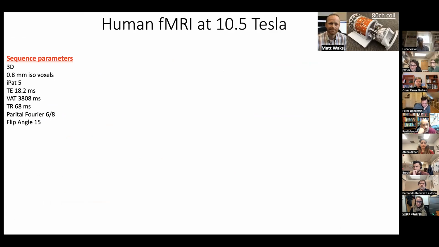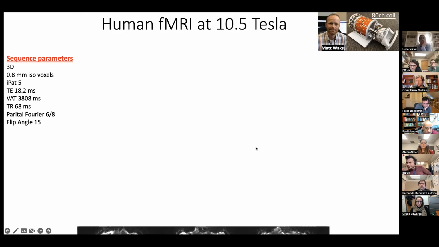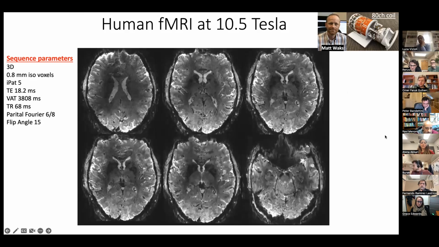Obviously, in our quest for resolution and SNR, the easiest thing is to go to higher magnet. We know that SNR scales linearly with magnetic field strength. So at 10.5T, we should have over a 30% increase in SNR. And then we can use this SNR either to acquire comparable images with comparable resolution, but better quality, or to push the resolution even further.